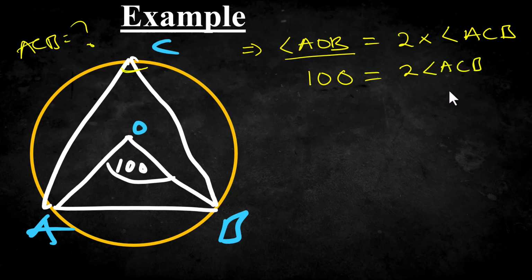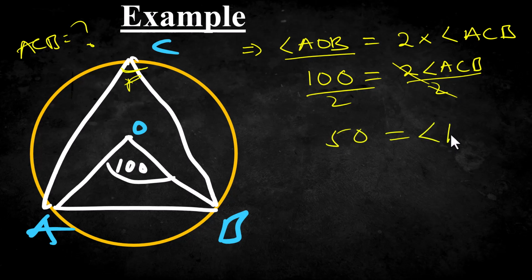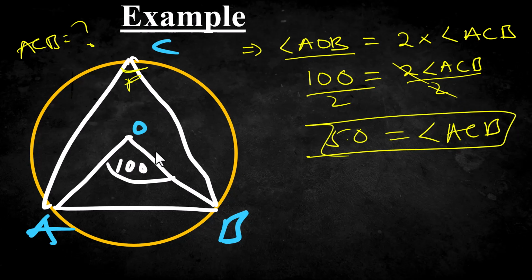Now many students find it difficult to write this thing, so they normally represent this side by variables, like saying ACB is P, then they put P here. Okay, so you can go ahead with that. So let's divide this side by 2. So this side will cancel. So we have 50 equals angle ACB. So once we double this, you get this. All right.